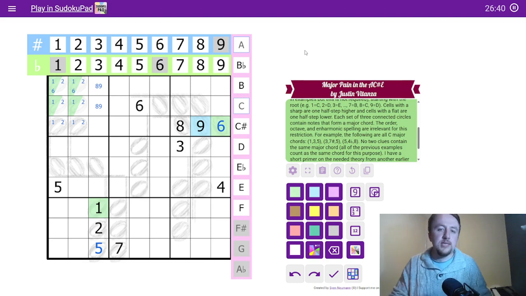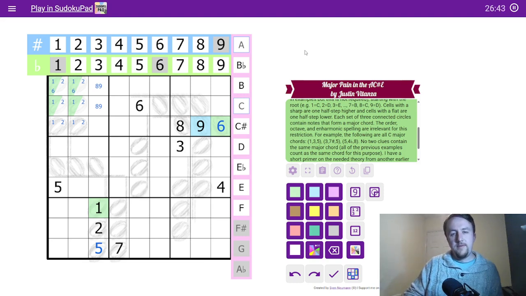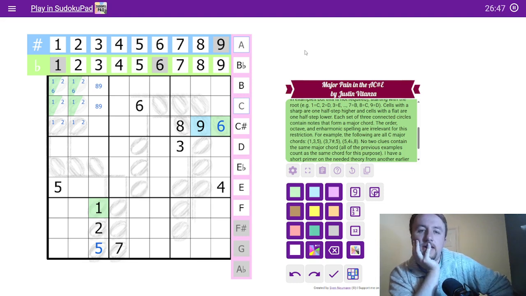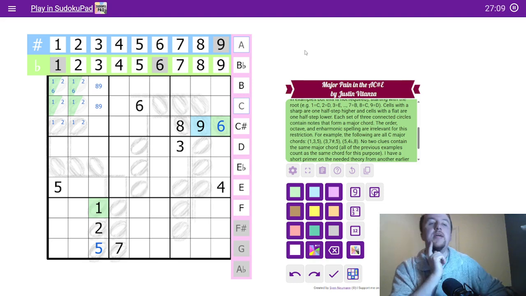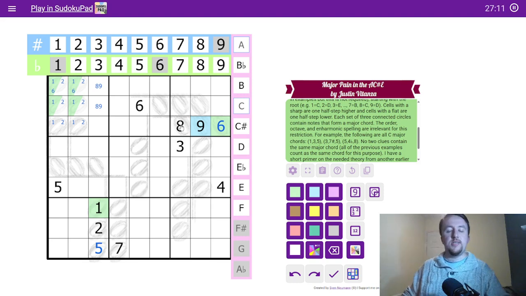If the 2 and the 6 go together... Oh, is there any way, actually? We could have a sharp 6, and that could be a B flat major triad. Or we could have a flat 2, and that could be an A major triad. Okay, actually, yeah, there are a lot more options than I thought.